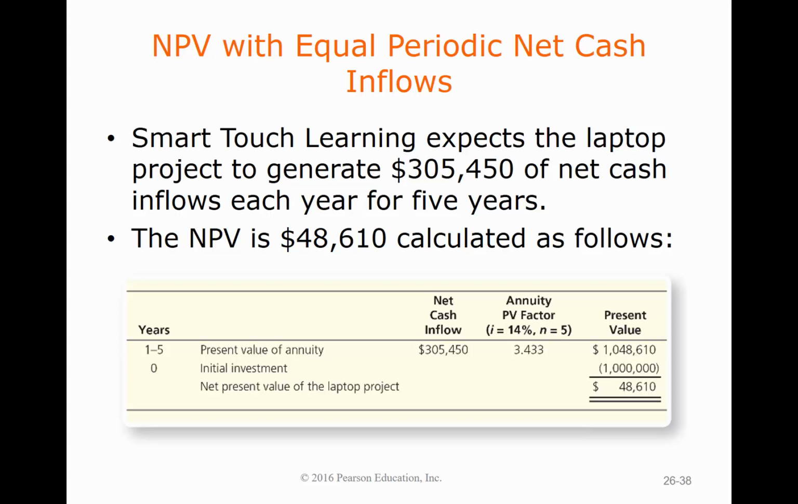So they calculate the net present value by simply taking the net cash inflow, multiplying it by the annuity factor because it pays the same amount each year, which gives us a present value of those cash flows. You subtract out the initial investment, and that gives you the net present value, or the present value of the positive cash flows minus the amount you have to pay out in the beginning. Okay?